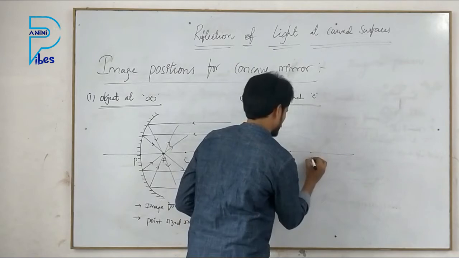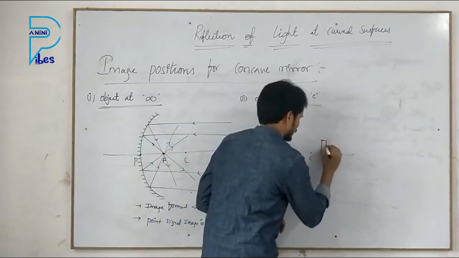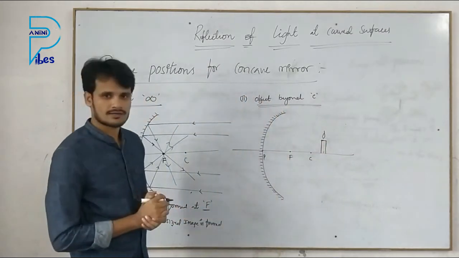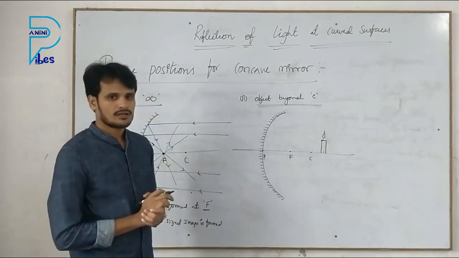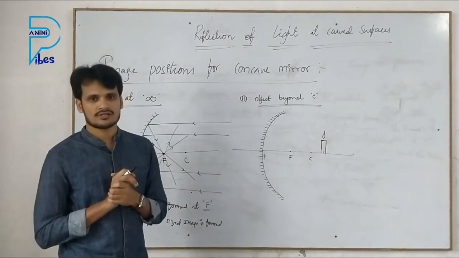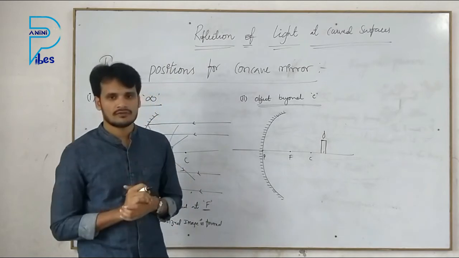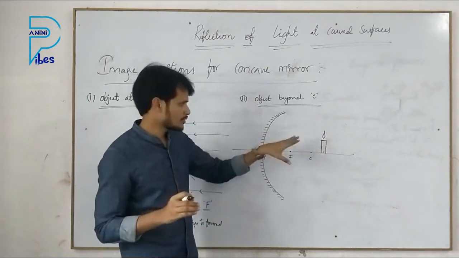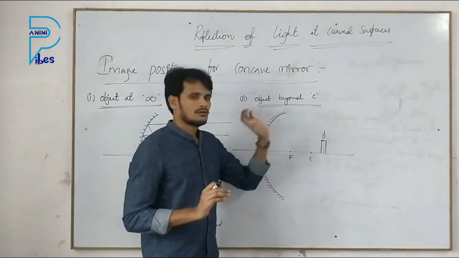Focus and the center. So I am just considering one candle here as the object, and that object is placed beyond C. Now I am taking two rays to show the image position. Actually, a candle has a lot of rays, infinite rays are possible around the flame, but I am just taking two rays to show the image position.